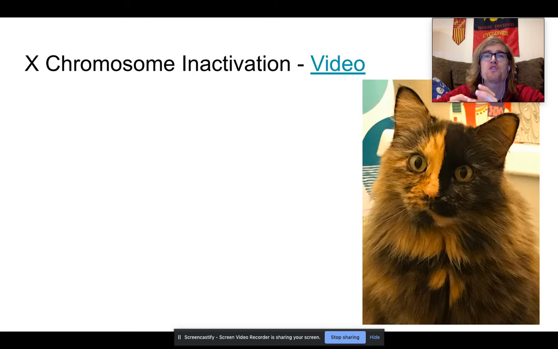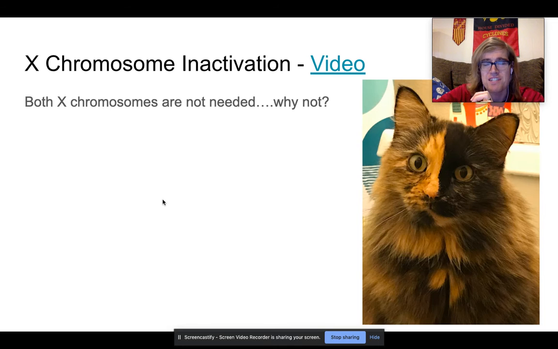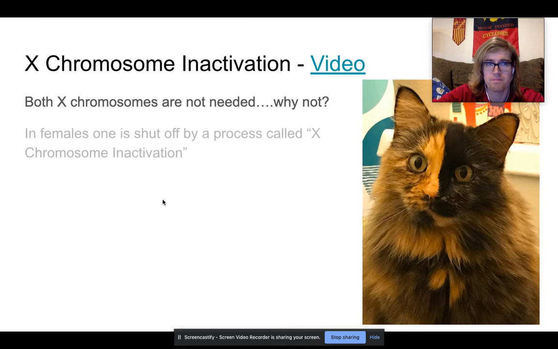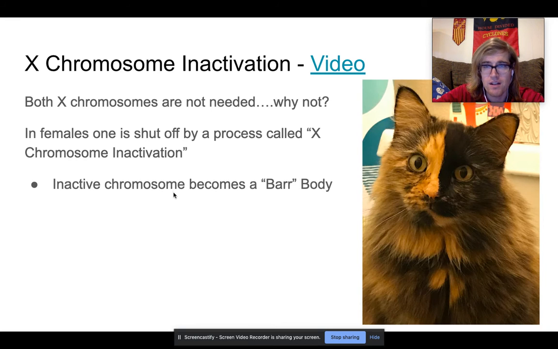So females, you do this awesome thing in order to avoid complications. Remember, having too much DNA can be a problem. It can cause complications. That's why our bodies go through meiosis. So females, they turn off one of them. And this process is called X chromosome inactivation. And so this chromosome kind of shrivels up. And when it's shriveled up, it's called a bar body.